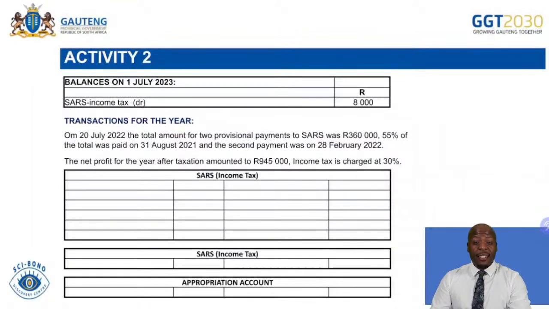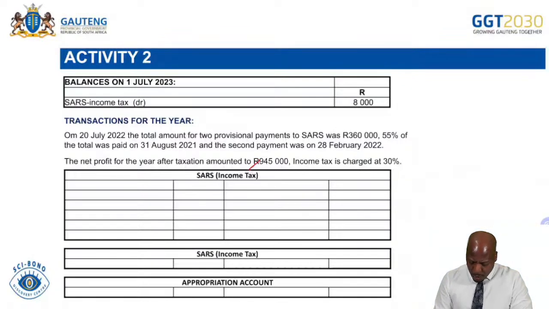Welcome back, dear learners. Before the break, we promised that we're going to do this activity. So let's now start. We're going to do this activity together. So we're going to open our SARS income tax account, and we're going to open our income tax account. Also, this one is going to be just an income tax account. Then we're going to go also to the appropriation account. All right, so let's begin.